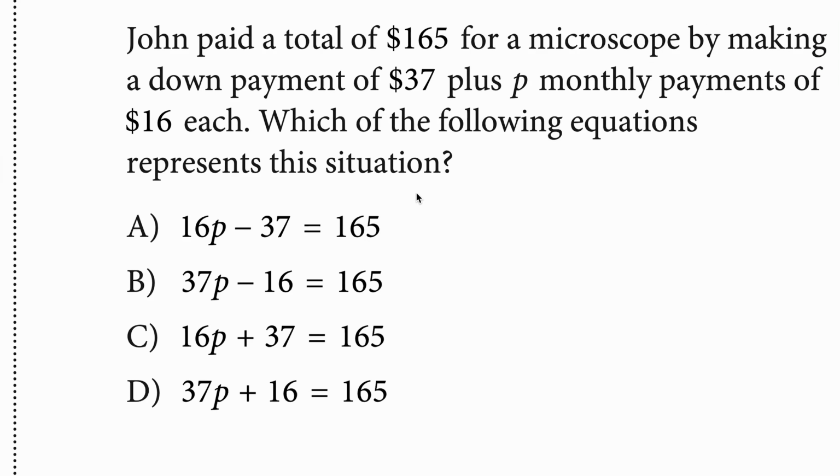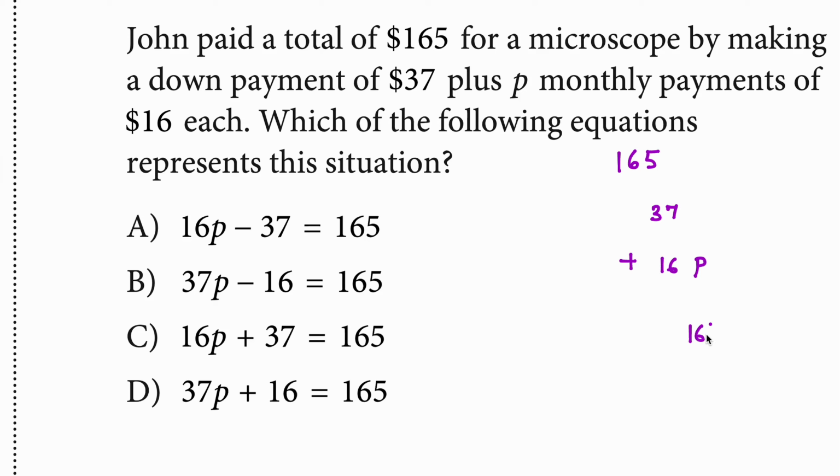John paid a total of 165 for a microscope by making a down payment of 37, plus P monthly payments of $16 each. Okay, now let's just break down the situation. Suppose I go to a shop and say, okay, I need to buy this microscope, but I don't have the money. Then the shopkeeper says, okay, how much do you have? So I say, right now I have only $37. He says, okay, give me $37. Here in math, it is known as down payment of $37.